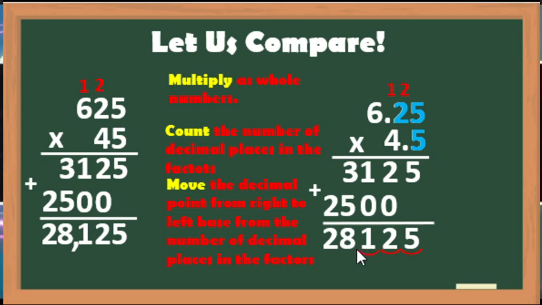Now, let us write the decimal point between the digits 8 and 1. So our answer is 28 and 125 thousandths. Again, remember this word: multiply, count, and move. Now, let us try.